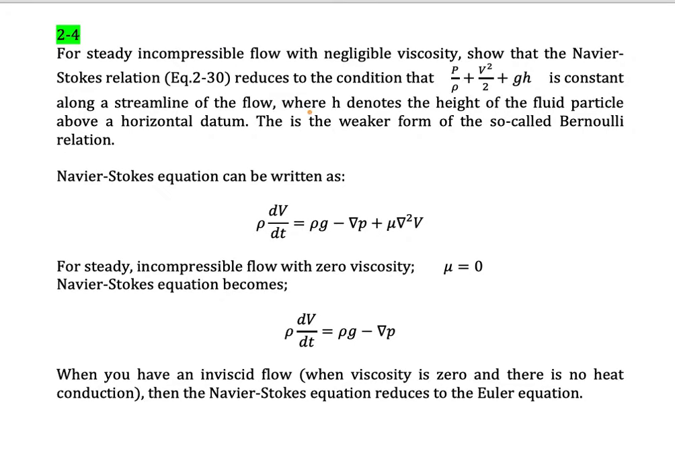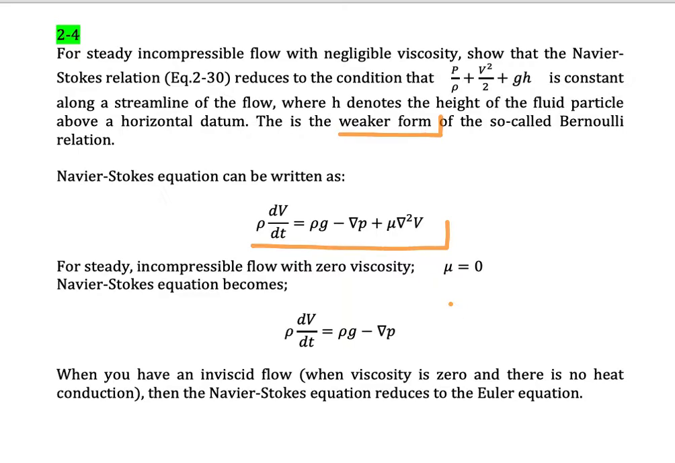So here it's like the weaker form. The weaker form means we have a few assumptions, and we neglect the changes of density. The Navier-Stokes equation can be written as this one. This is the common Navier-Stokes equation. Here, because we assume that it is incompressible, and then we assume that there is no resistance.